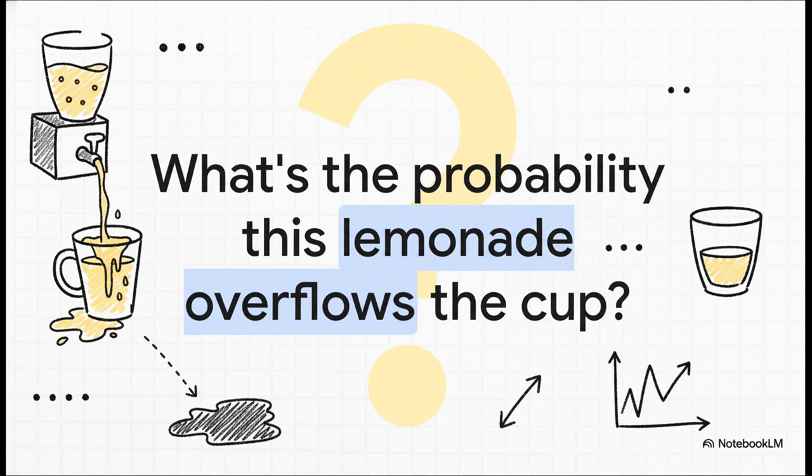Okay, so picture this. You've got a drinks machine, right? It pours a random amount of lemonade into a cup that's also a random size. What are the odds you're about to have a sticky mess on your hands? Answering a question with two random things going on is tricky. To even get close, we first have to figure out how to handle just one.